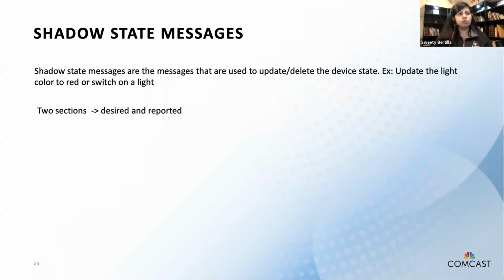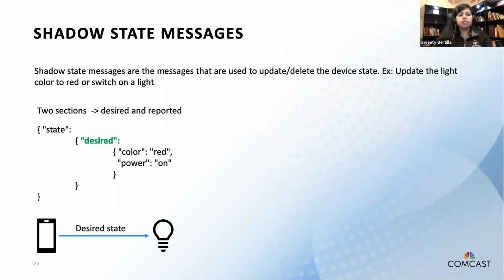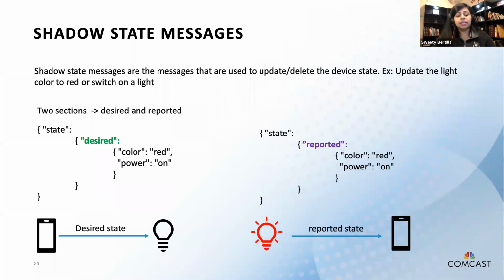There are two sections in this. One is called desired and one is called reported. So what is desired? Desired is nothing but the client sending desired information to the actual device. So here you can see from the phone, I'm sending a desired state. I want the light to turn on, the power to be on, and set the color to red. Then you get the reported state. Reported state is the actual state set on the device. So it says, yes, my light is on, my color is right now red. So that's a reported state. It's giving that back to the phone.